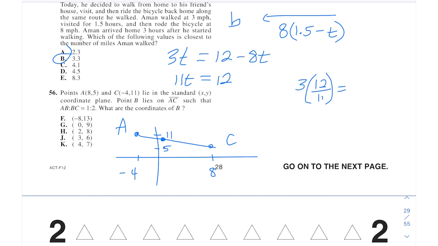So for the x's, that's 12, so a third of that would be 4 units, so it should be right actually on the axis. 0, 9 makes sense. Let's make sure the 9 is good. From 11 to 5 is 6, a third of that's 2. Yep, okay.